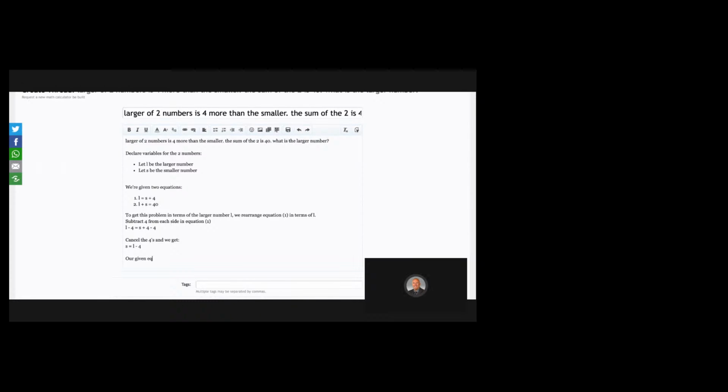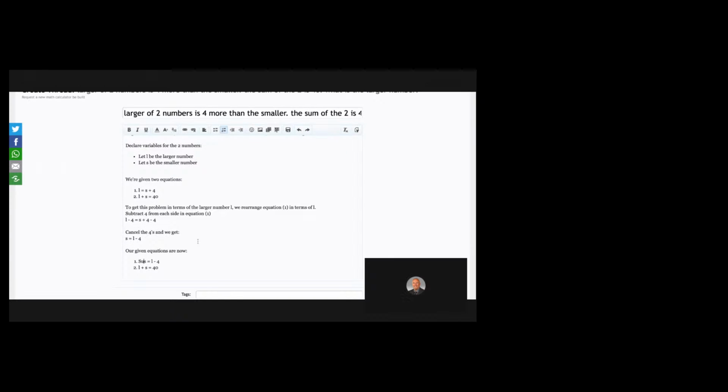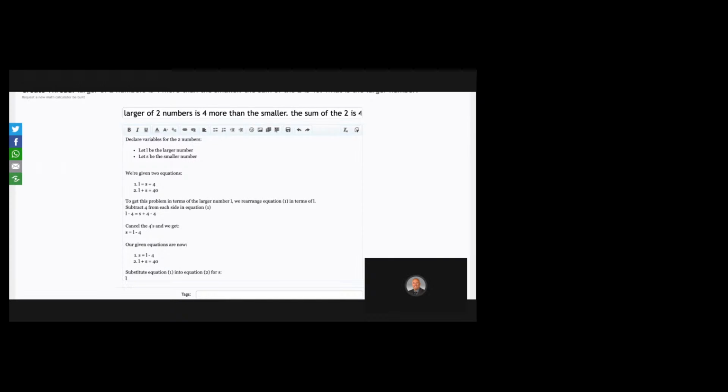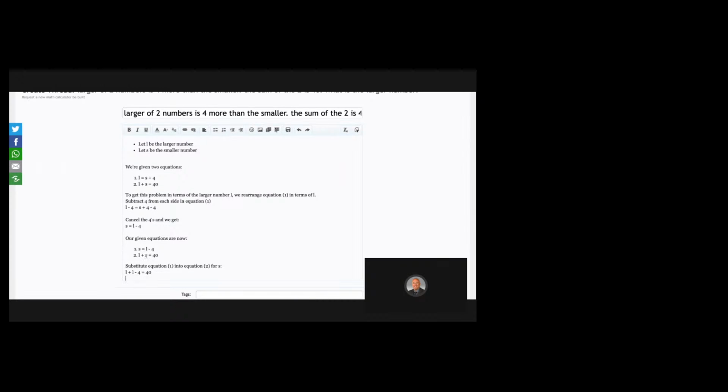Cancel the 4s, and we get S equals L minus 4. Our given equations are now, so we just rewrite S equals L minus 4, and we've got L plus S equals 40. Perfect. So substitute equation 1 into equation 2 for S. L plus L minus 4 equals 40. Right? Because S is L minus 4, so we just bring this piece here.